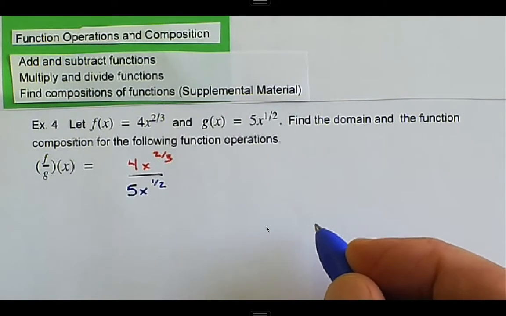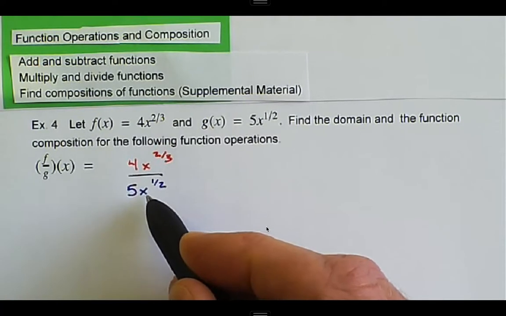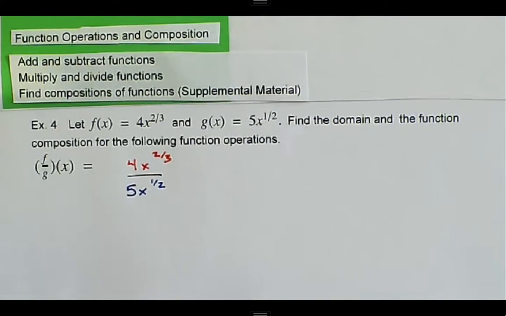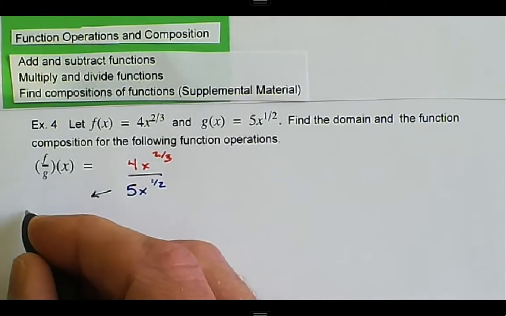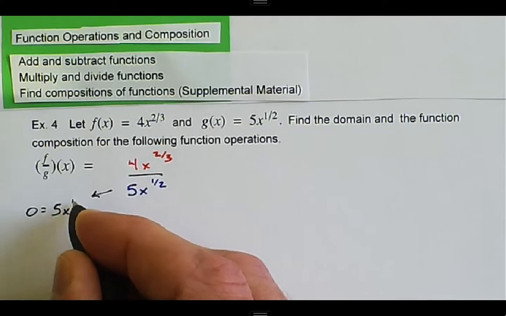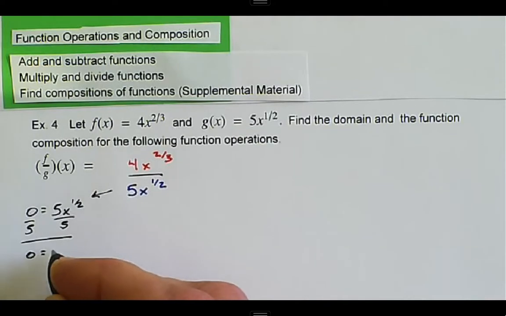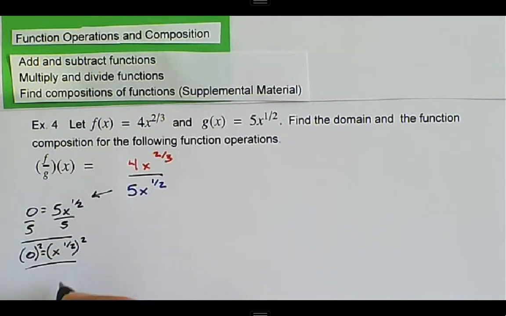So right off the bat, we can see that we have x that's in the denominator. So whenever the denominator is equal to 0, our domain is limited there. So we take whatever's in the denominator and we say, when is that going to be equal to 0? So 0 equals 5x to the 1/2. We can divide by 5. Then we get 0 is equal to x to the 1/2. And to get rid of that 1/2, we square it. And then we get 0 is equal to x.